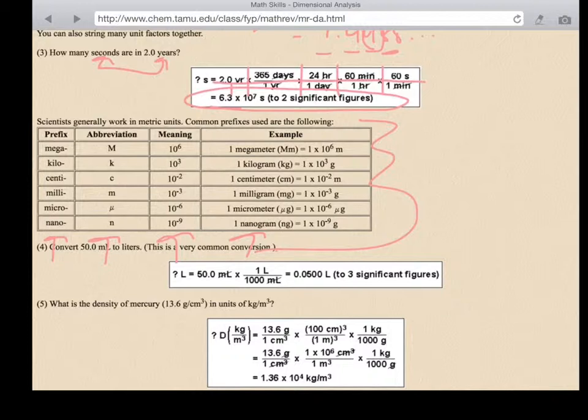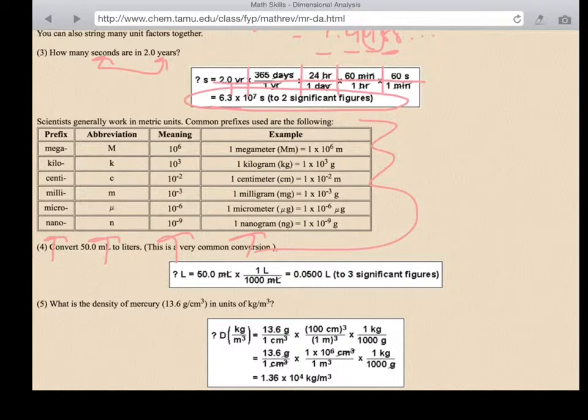Well, if you can remember that there's a difference of 1,000 between the two, you can also just make it where you divide it by 1,000 milliliters. Milli is a very small unit, so you're going to need a lot of it to equal 1 liter. And so that's why this is 1,000. It's 10 to the third instead of 10 to the negative third.